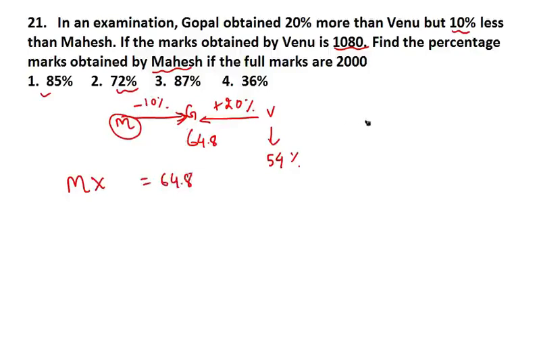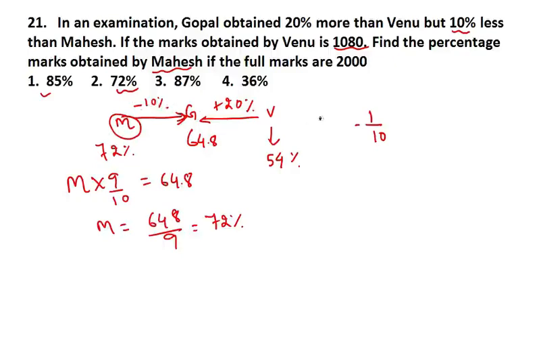So 10% decrease means 1 by 10. When you decrease, you get 9 by 10. Fine. So Mahesh is going to be how much? 64.8 by 9/10. Okay, so this will give you 72%. It means Mahesh is 72%. I hope this point is clear. I have explained very slowly so that you all understand the concept. Okay, now from Gopal don't decrease 10%. From Mahesh you have to decrease 10%.